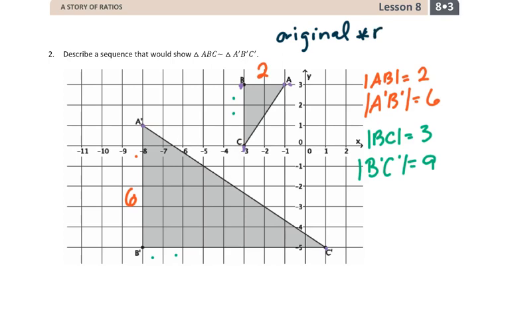and we multiply it by R, which is our scale factor, we will get our new measurement. So if we have 2, we think about what we would multiply 2 by to get 6. This one, our scale factor would be 3. And here, if this is a similar triangle, we would also multiply 3 by 3 to get 9. And that is true. So R is 3. So we know that these are similar because they have the same scale factor.